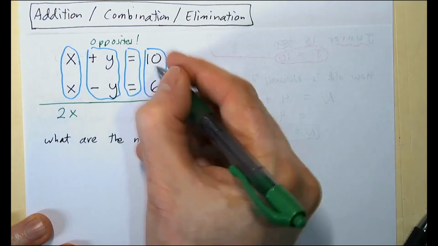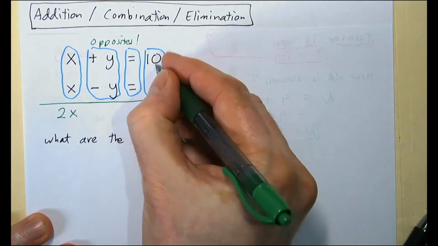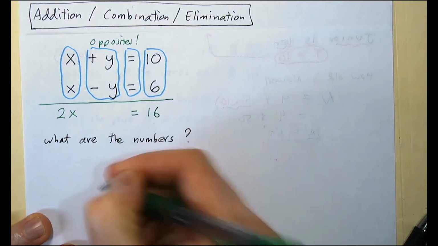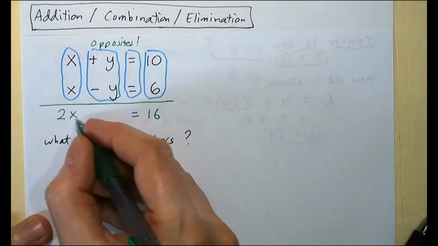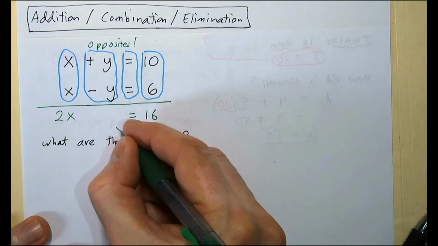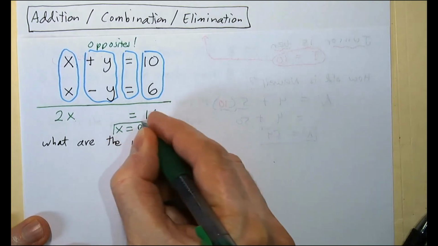Don't cross it out though. Equals and equals is equals. 10 plus 6 is 16. Ta-da! 2 times what is 16? And you're like, oh, 2 times 8. So x must be 8. Keep track of what letter you got.